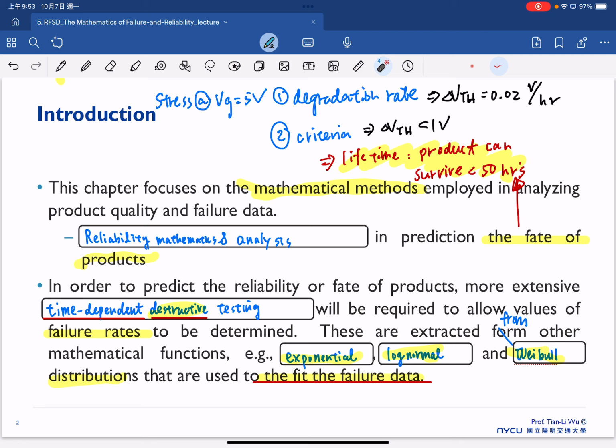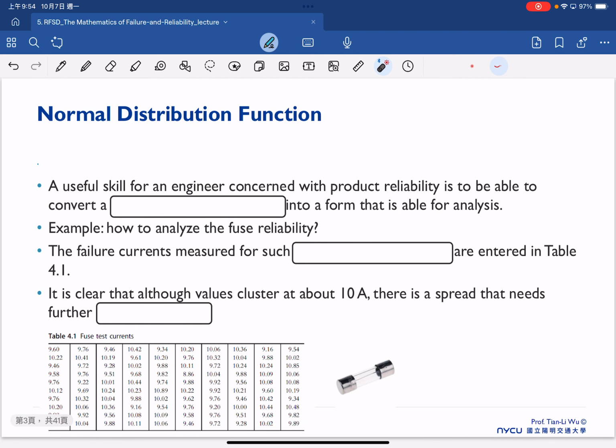Okay, so since one of the important parts of the goal is related to the distribution function, now we will go step by step to let you know why we need this distribution function. First of all, we use a very simple case to describe how the distribution function can help us. The first one is the normal distribution function.